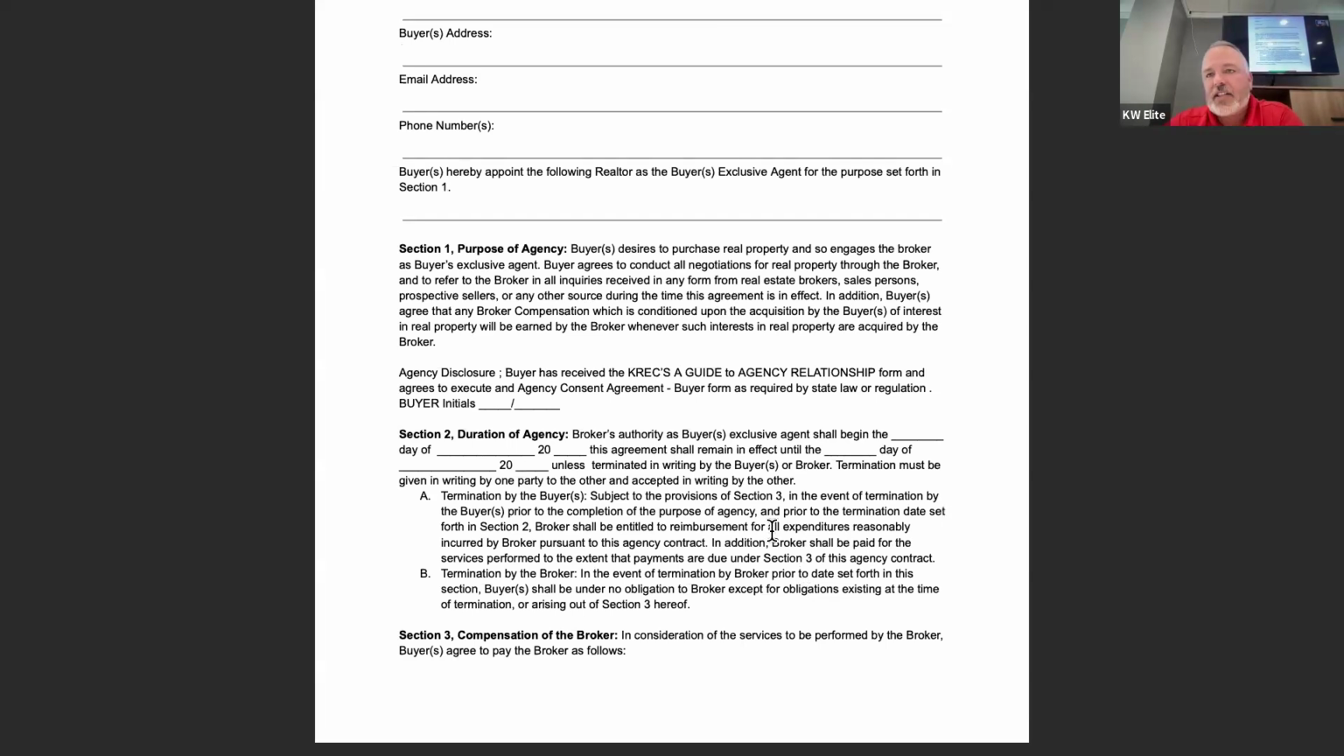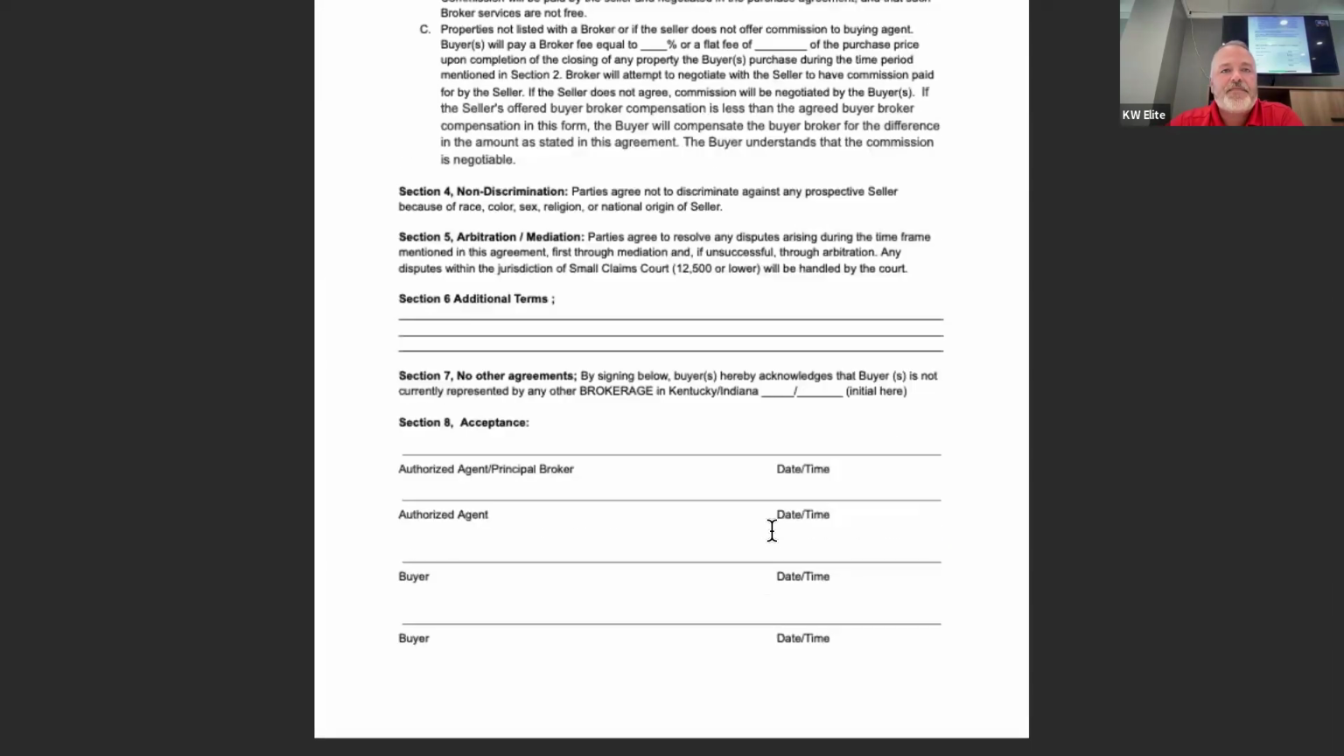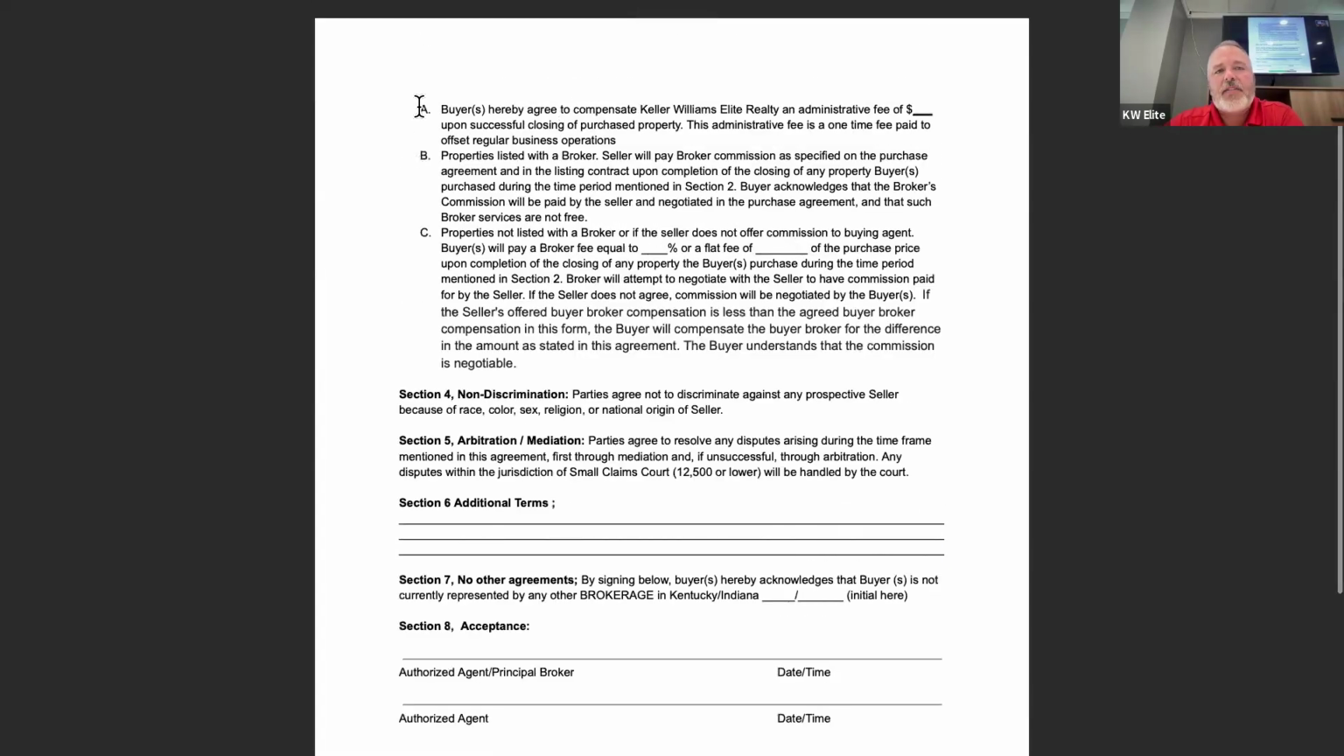And then we get on to section 3 in regards to compensation. And in here, Part A is the admin fee. So here you're going to put in your admin fee. For teams, you all have a lot of different admin fees. If you're an individual agent or your team doesn't change the admin fee, it's $225 or $250 depending on where you're at and what brokerage or office you're part of.